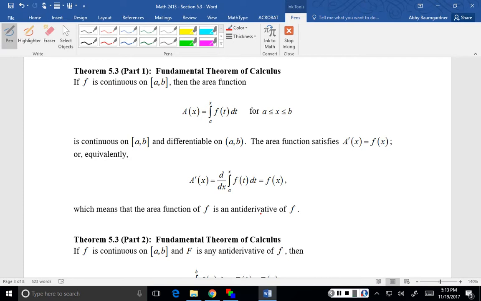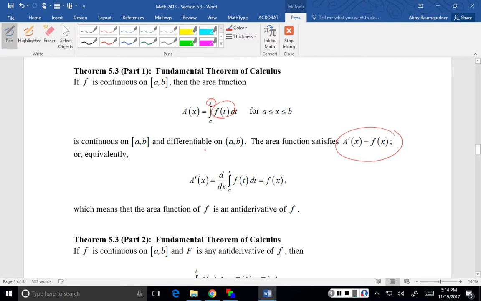The area function satisfies the derivative of cap A of x is equal to f of x, or equivalently, so this is what we just discovered, right? That if you have this area function and you take its derivative, then what you end up with is your integrand evaluated at that variable. That's what we just saw in our previous example.